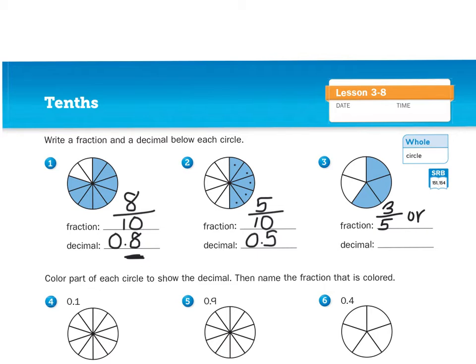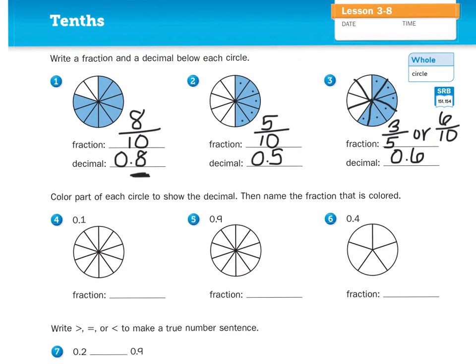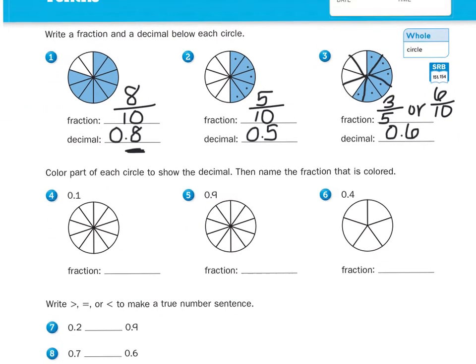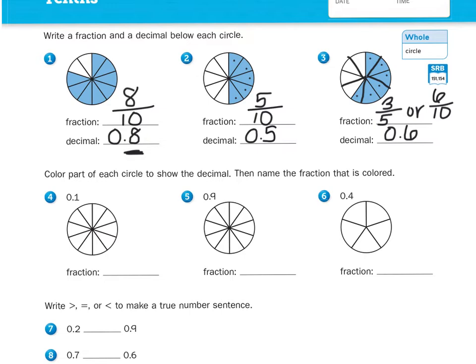Or if you were writing it as tenths, think about it like this: each of these would just be split in half. Then we'd have 1, 2, 3, 4, 5, 6 tenths. And as a decimal, that's going to look like this, 6 tenths. I hope you're enjoying this. I like this lesson. This one's kind of fun.